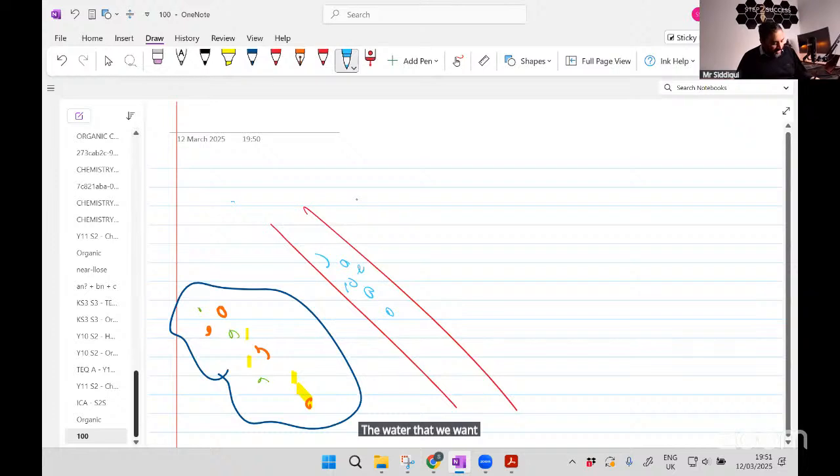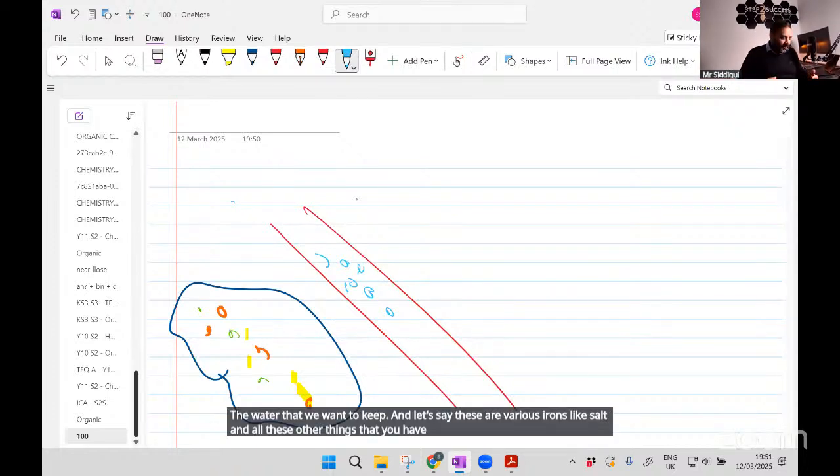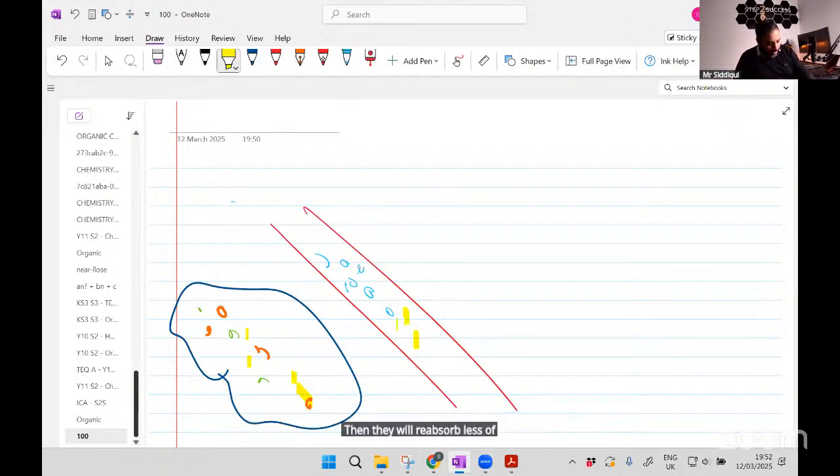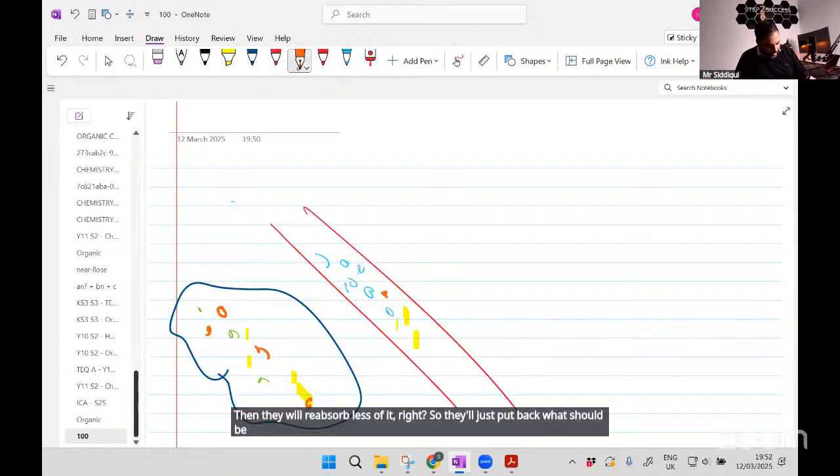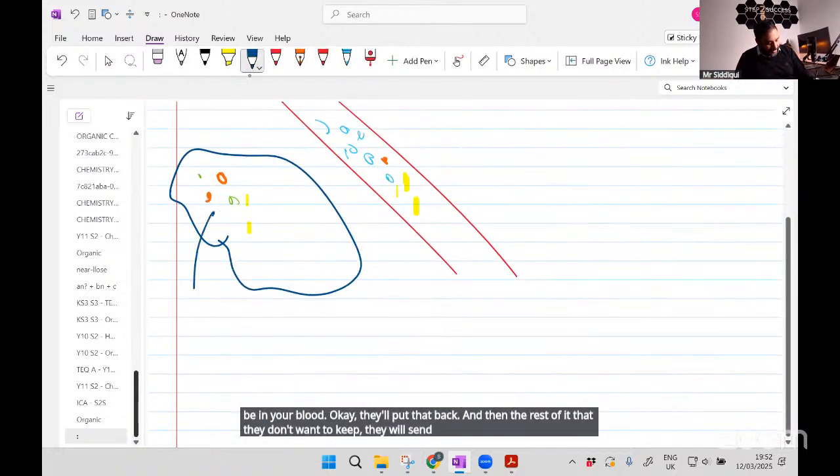And let's say these are various ions like salt and all these other things that you have flowing around your body. Again, what they will do is they will look at, is there too much of it? Is there too little of it? If there is too much of it already, then they will reabsorb less of it, right? So they'll just put back what should be in your blood. Okay, they'll put that back. And then the rest of it that they don't want to keep, they will send to your urine and you will get rid of it.